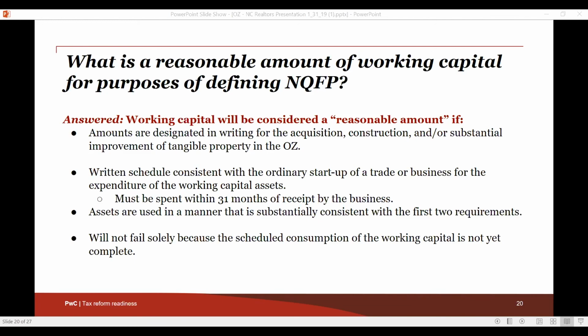You certainly can put cash in. You just won't get the benefit for it.